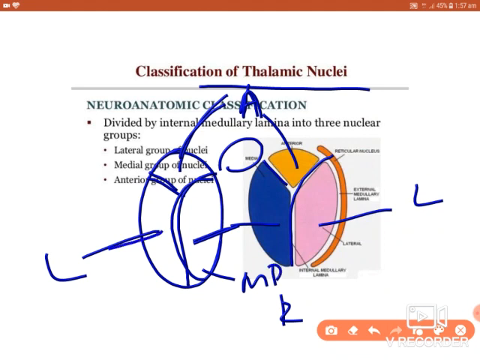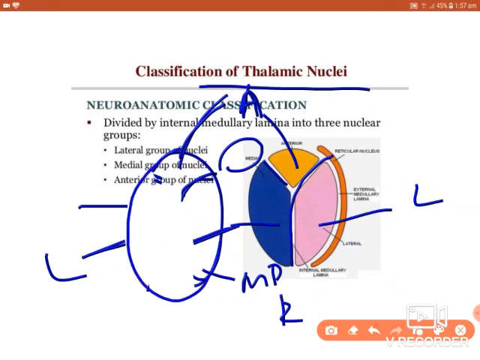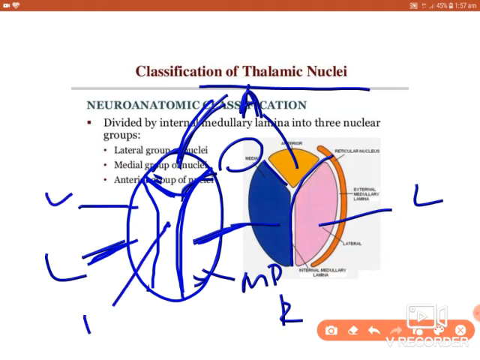Then this lateral group includes a ventral and a dorsal group. So here you can see this Y-shaped internal medullary lamina divides the thalamus into anterior, lateral and medial groups of nuclei. Then this lateral group has a ventral group and a dorsal group. This is the ventral group and this one is the dorsal group.